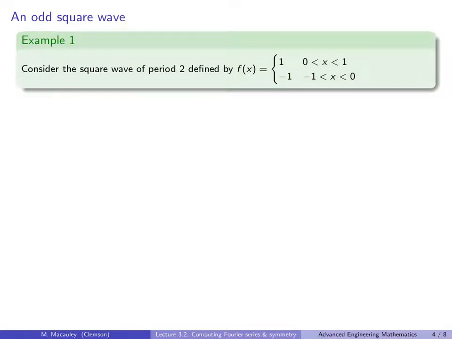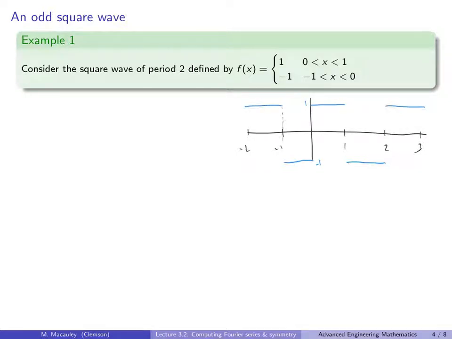Let's do a few examples. Here's the first one. Consider the square wave of period 2 defined as follows. So I'm going to sketch this. From negative 1 to 1, here's 2, here's 3, here's negative 2. So the square wave is 1 here and it's negative 1 there. So that's 1 from 0 to 1 and negative 1 from negative 1 to 0. And I'm saying it has period 2, so I'm forcing it to be periodic. So it looks like this.